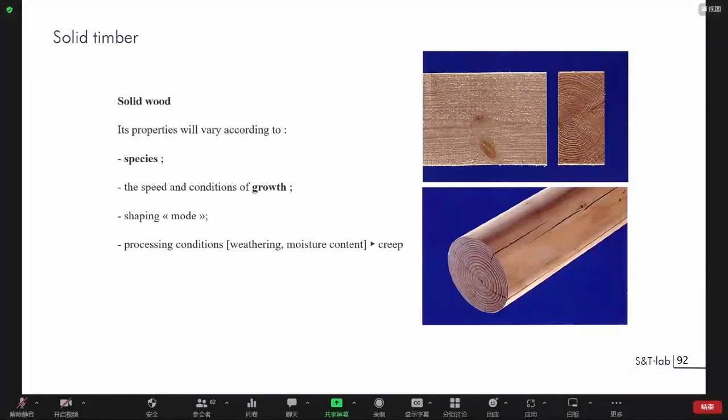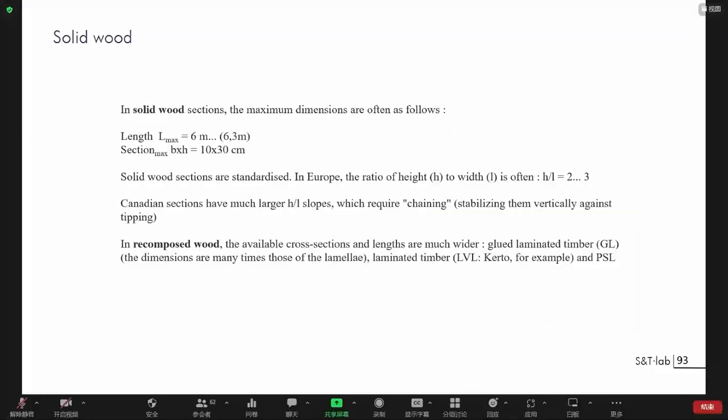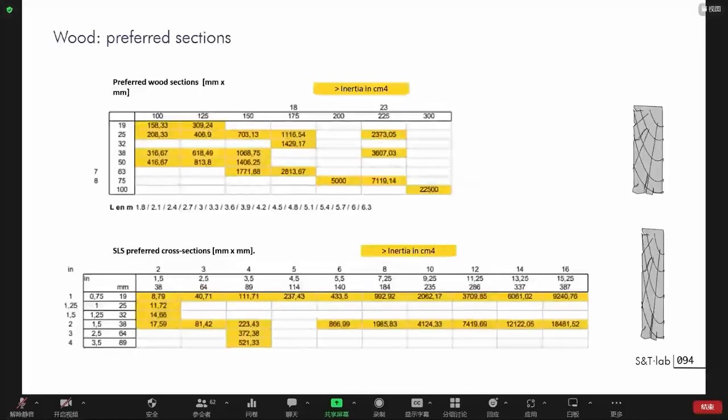The first idea is to use solid timber, with properties depending on species, growth and shaping modes, if you are cutting the fibers or not when we are sawing or reworking the surface of timber. And that's a question. You have also the length of the timber that could be limited, most of the time around 6 meters, and section could be limited also. And the fact is that you have kind of industrially produced sections. I don't know in China, but you will tell me about this.